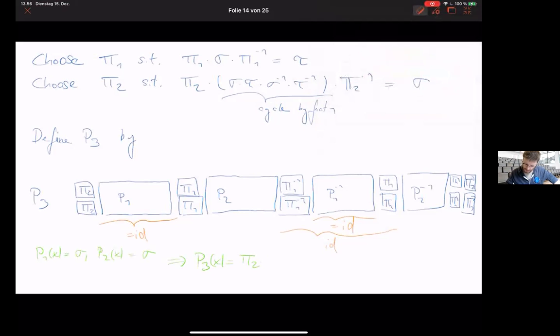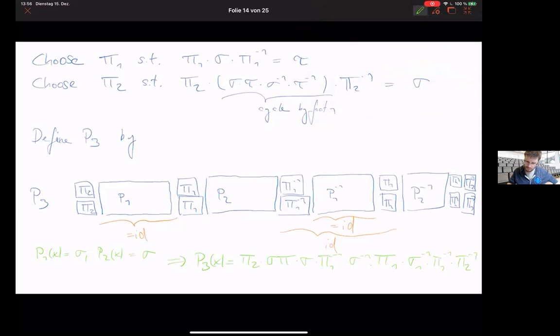We know p1 of x is sigma times pi1, times p2 of x is also sigma times pi inverse times, now p1 inverse is sigma inverse times pi1, times, again, sigma inverse times pi1 inverse times pi2 inverse.